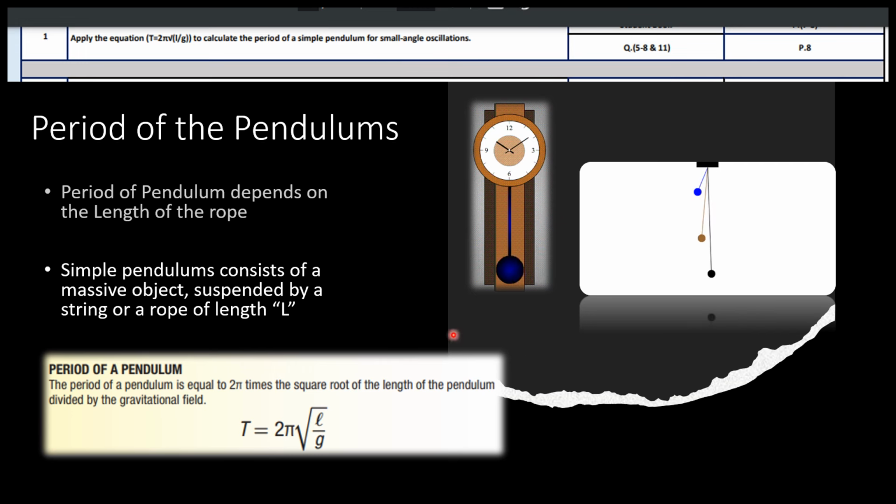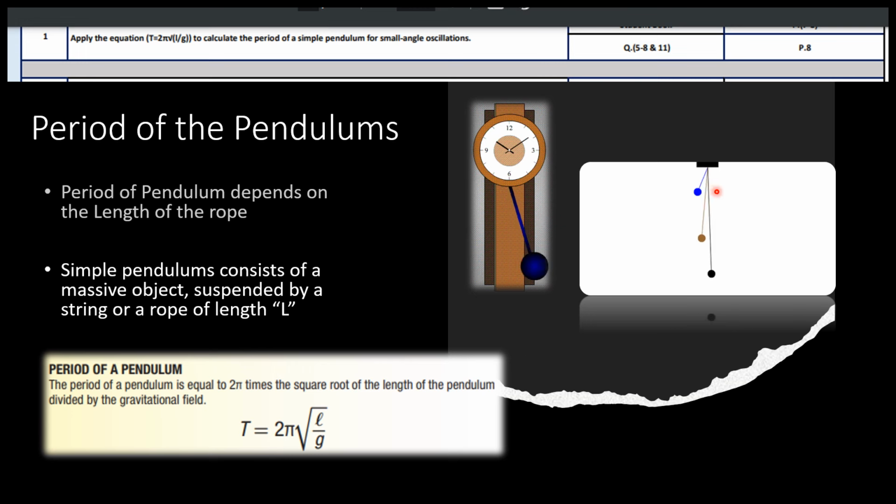So that's the main equation, where the period T equals 2π square root of L over g, where L represents the length of the pendulum. Every time L is longer, as you see here in the black, the period T will be longer. As you notice, the blue one, which is short, has a short period.